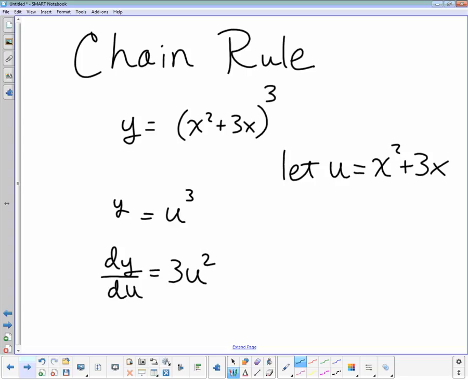This is being recorded. We're good. So one thing to note is that you have to get the notation right, dy du, because I don't have any x's anymore. But u is a function of x, right? Just like in this case, y is a function of u, here, u is a function of x. So du dx is 2x plus 3.